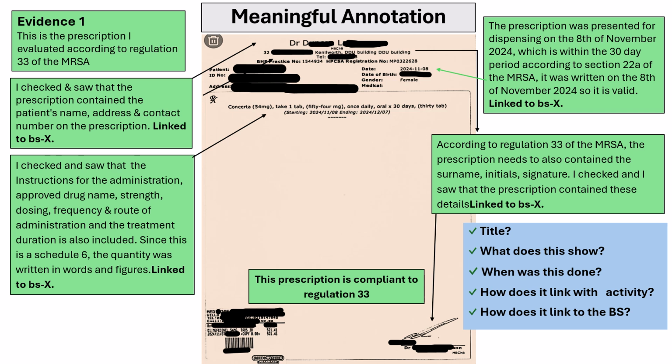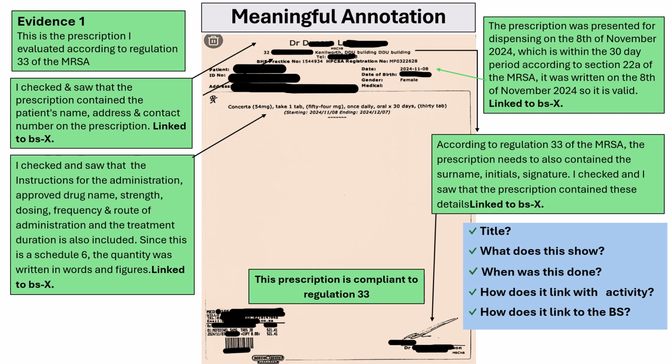And then I go and I check and I see this information. So you see here, I have a better story. I understand what's going on. But this intern did not end there because this intern understands the art of storytelling. So they go on. On your top right corner, you can see that they are stating the prescription was presented for dispensing on the 8th of November 2024, which is within the 30-day period according to Section 22A of the Medicines and Related Substance Control Act. It was written on the 8th of November 2024, so it's valid.